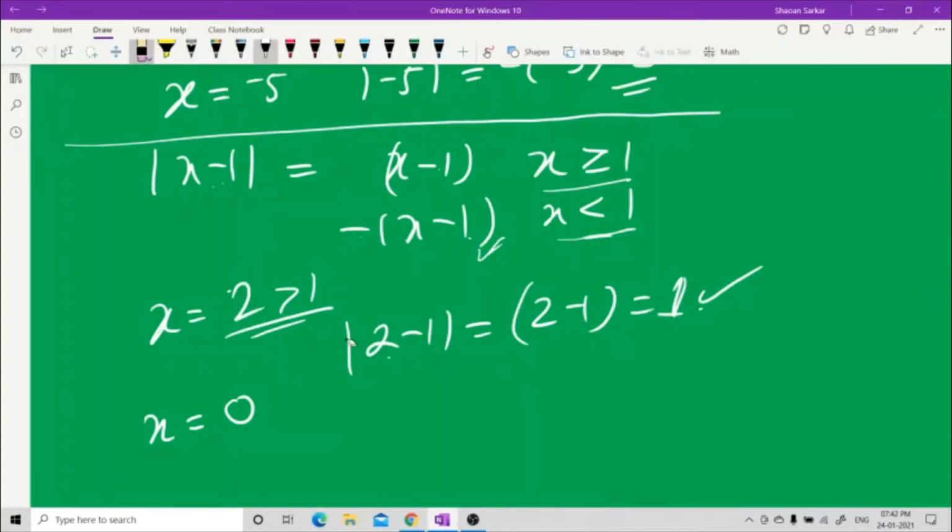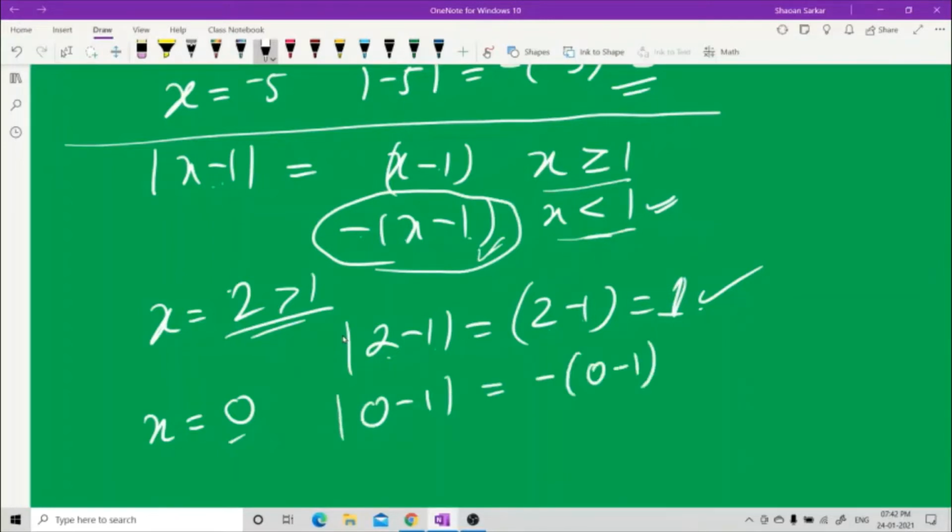Now let's take x equal to 0. 0 is less than 1. 0 1 से कम होता है, तो I will take this function. मैं ये वाला फंक्शन लूंगा. So mod of 0 minus 1 is equal to minus of 0 minus 1, which is minus minus 1, and I'll get 1. See, it is giving positive value.